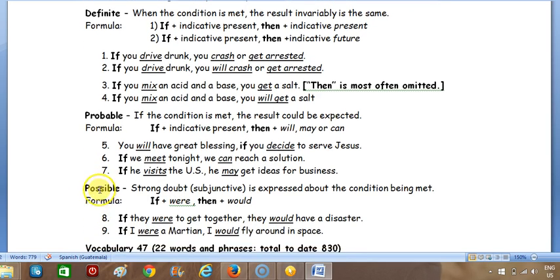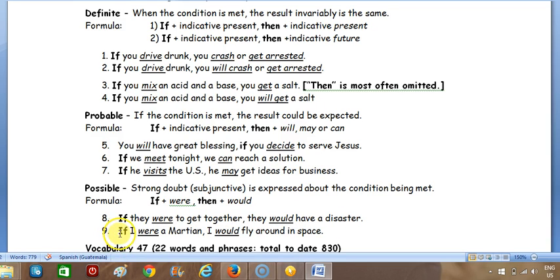These are the ones we looked at when we were studying the subjunctives. So strong doubt, subjunctives expressed about the condition being met. We're going to use the subjunctive here, were, and we're going to use the subjunctive would. Remember, were and would are words that can be used to indicate a subjunctive. So these are almost impossible situations. Okay, number 8, if they were to get together, they would have a disaster. If they were to get together, they would have a disaster. So the translation is going to be si se reunieran, tendrían un desastre.